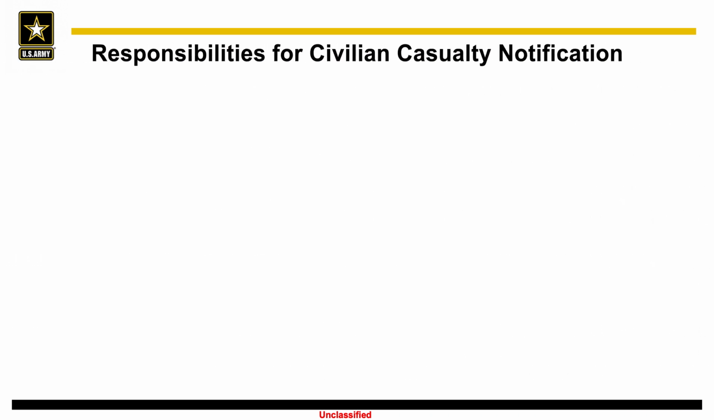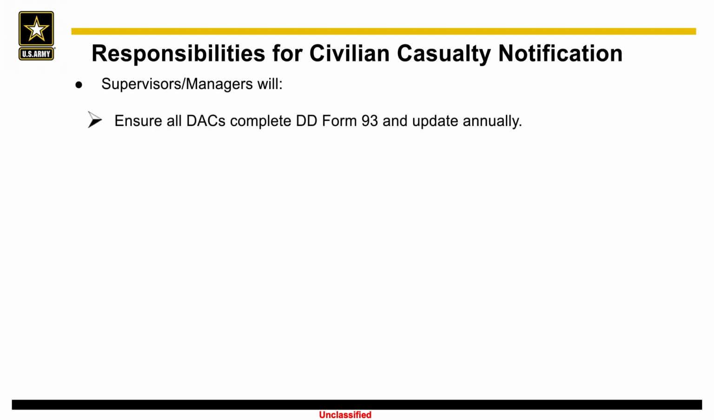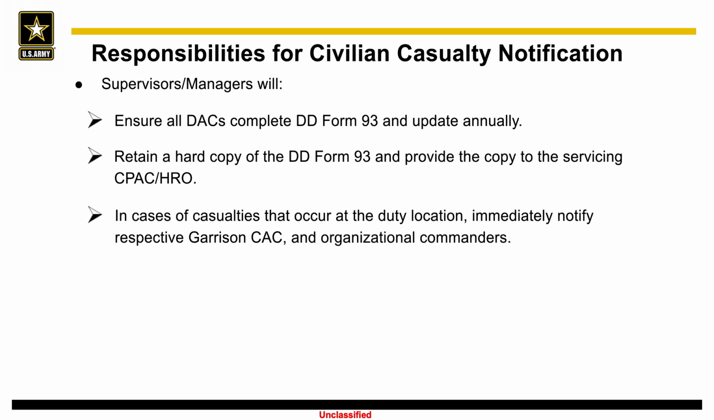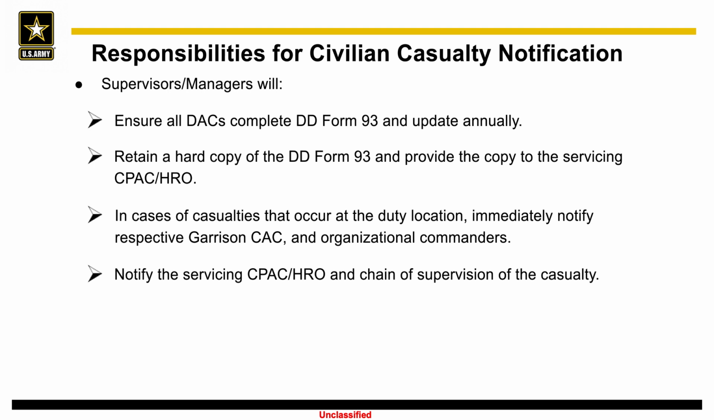For a timely casualty notification, supervisors are required to ensure all Army civilian employees complete DD Form 93 and update annually. Supervisors retain hard copies of DD Form 93, upload in AutoNOAA, and provide the copies to the servicing CPAC or Human Resources Office. When a casualty occurs at the duty location, supervisors immediately notify the respective Garrison Casualty Assistance Center, the organizational commanders, servicing CPAC or Human Resources Office, and the supervisory chain of command.